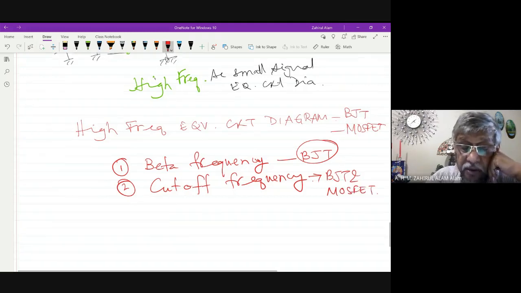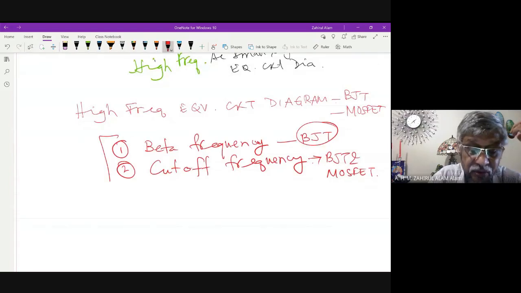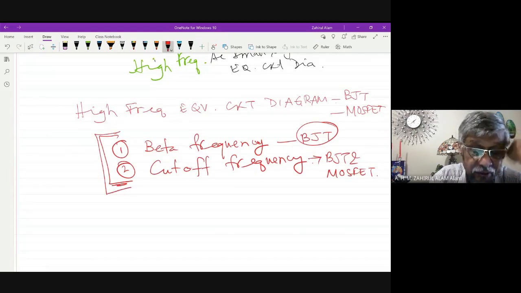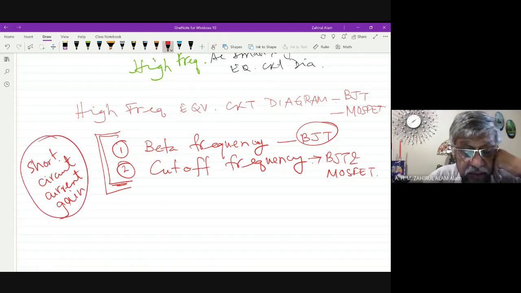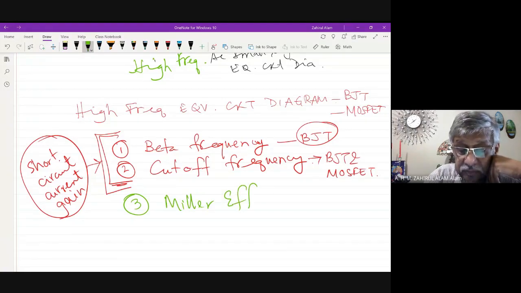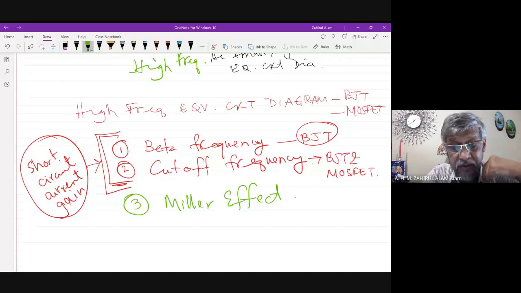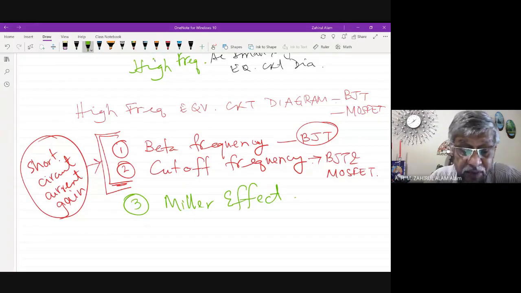Now, in order to find these two quantities, we need to study short circuit current gain, which is related to these two. And also we need to study the Miller effect, which I'll describe later on.